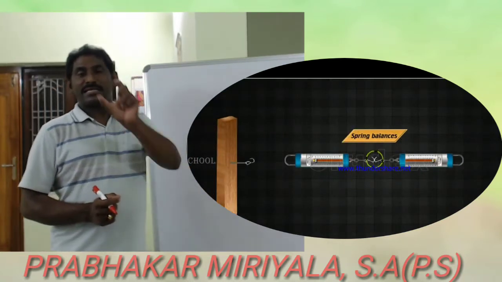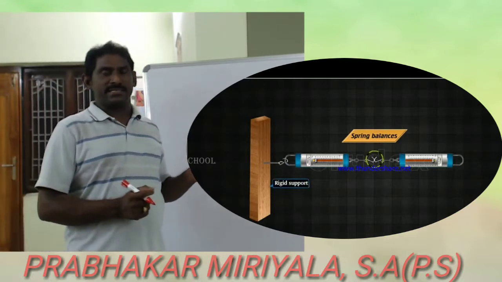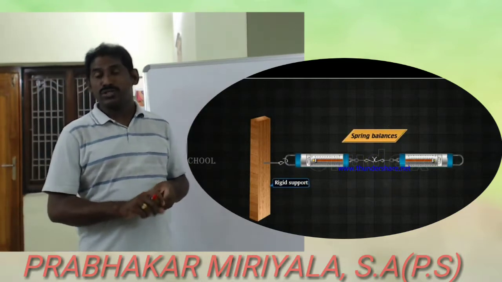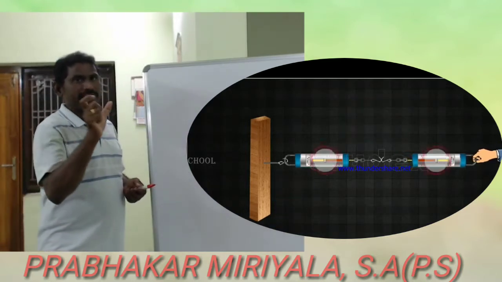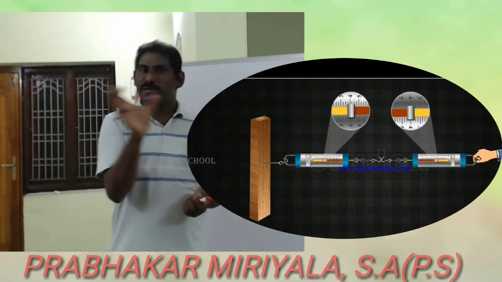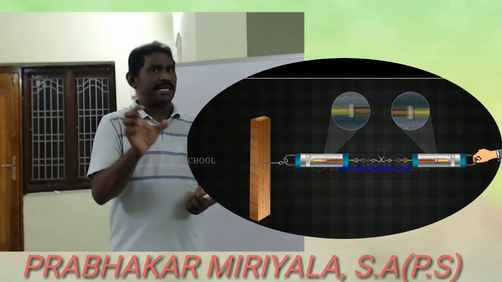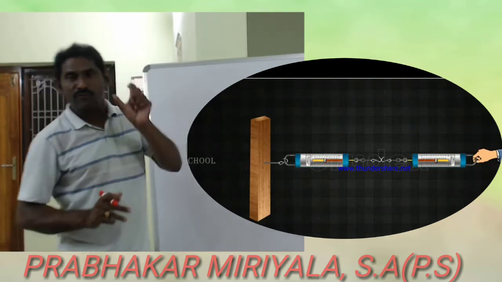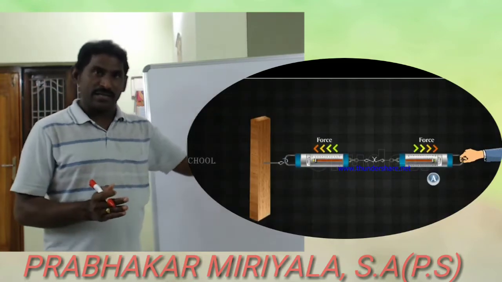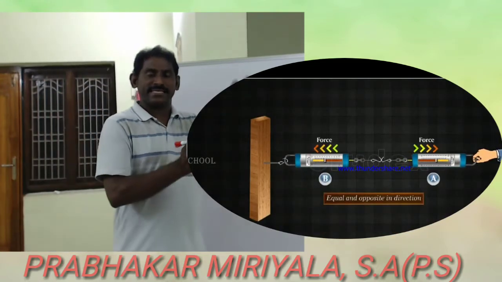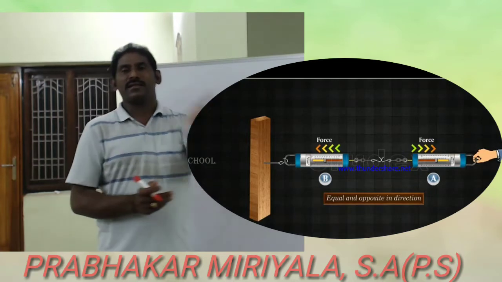Now connect the second end of the first spring balance to a wall and push the second end of the second spring balance. If you observe the reading of the spring balances, both the spring balances show the same reading. That means the force exerted by the first spring balance on the second one is equal to the force exerted by the second spring balance on the first one.